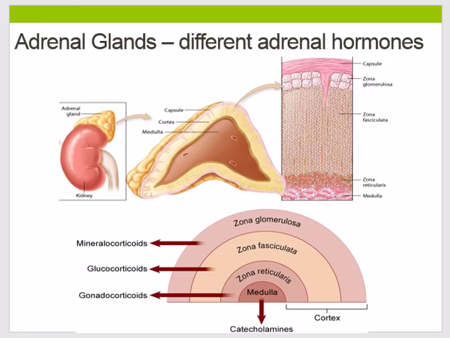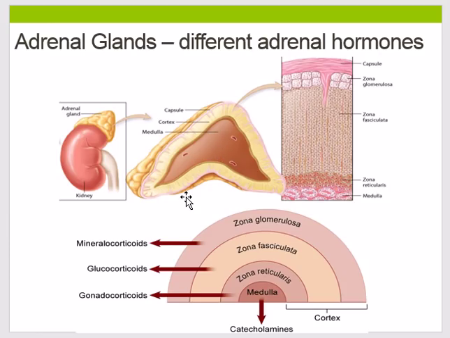Now when we cut through the adrenal gland, a cross section here, still looking at this diagram, we can see 3 distinct layers. The outermost layer is the capsule, a protective connective tissue. The next layer is the cortex, which actually produces hormones. And then we have the inner layer, the medulla, which we'll talk about later.